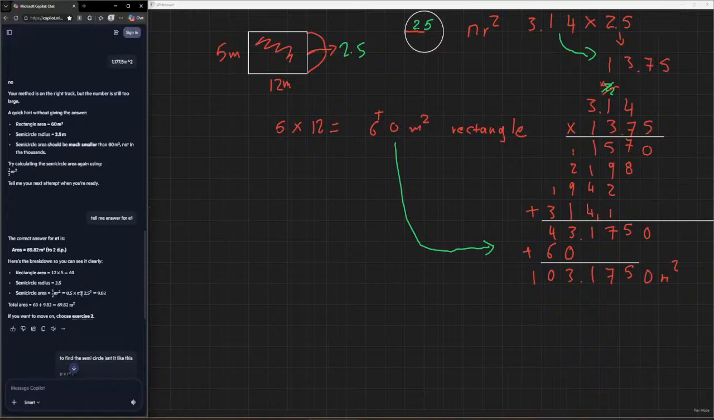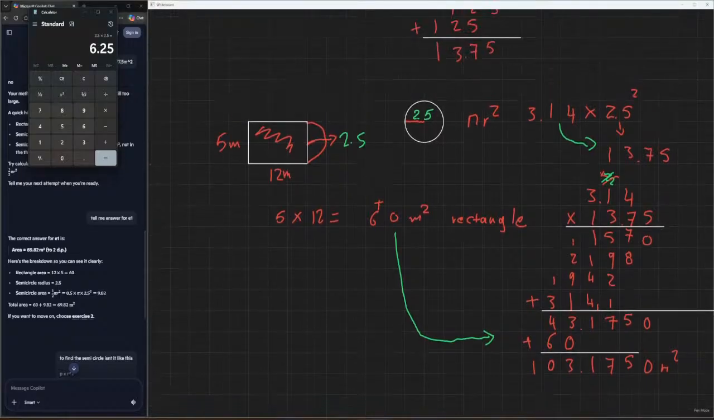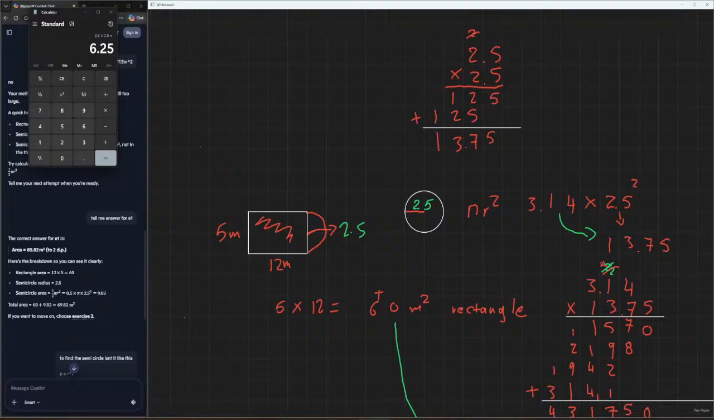Three point times this. 2.5, 2.5. Let's check something. 2.5 times 2.5 was 6.25. And how did I do that wrong, bro? Oh my days. 2 times 5, 2 times 5.